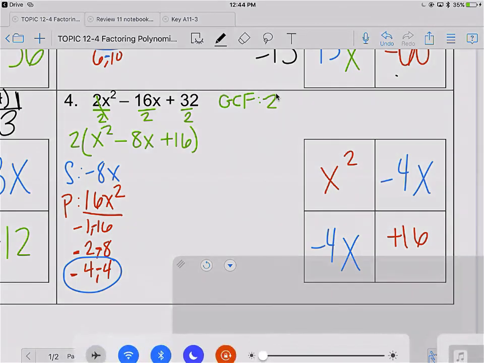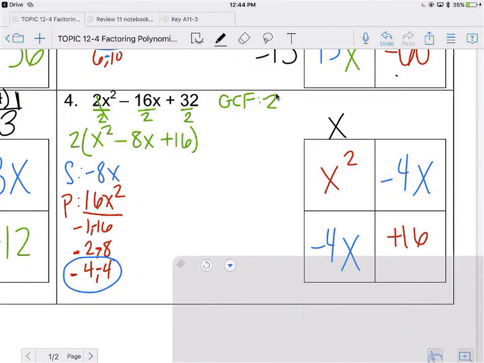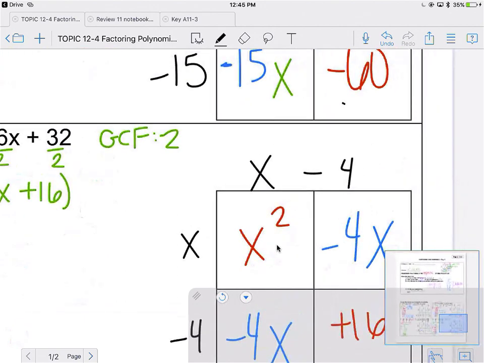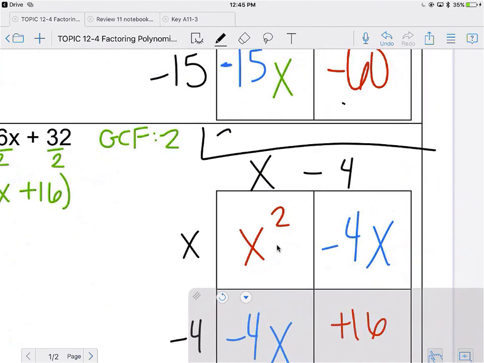Time to take out those GCFs. X squared and negative 4x is x. Negative 4x and positive 16 share a negative 4. Remember that my negative 4 is closest to where I write my answer, so that's the sign I follow. Going horizontally, x squared and negative 4x share an x. Negative 4x and 16 share a negative 4. Again, negative 4 is closest to where I write my answer, so I make it a negative. When I write my answer, my GCF is 2. I have the factor x minus 4 on top and the factor x minus 4 on the side, and that is my answer.